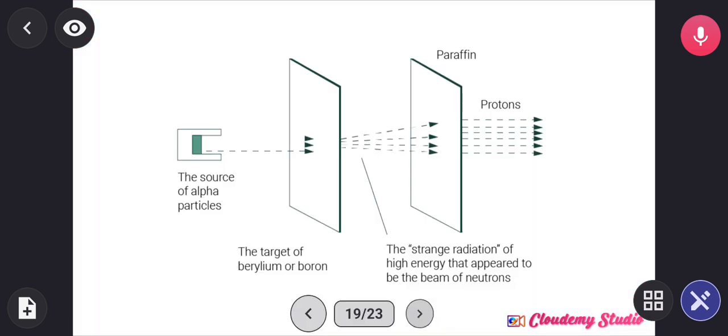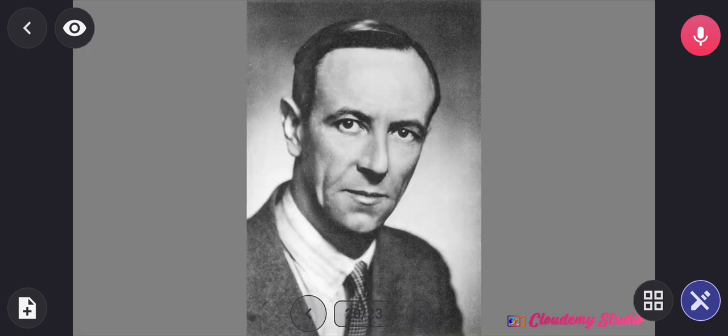So this is his own setup, and this is how he discovered the proton itself. So we don't really need to go deep into this. What you just have to know is that Eugen Goldstein actually discovered what? Discovered proton. Now, moving on to James Chadwick, the man who discovered neutron.